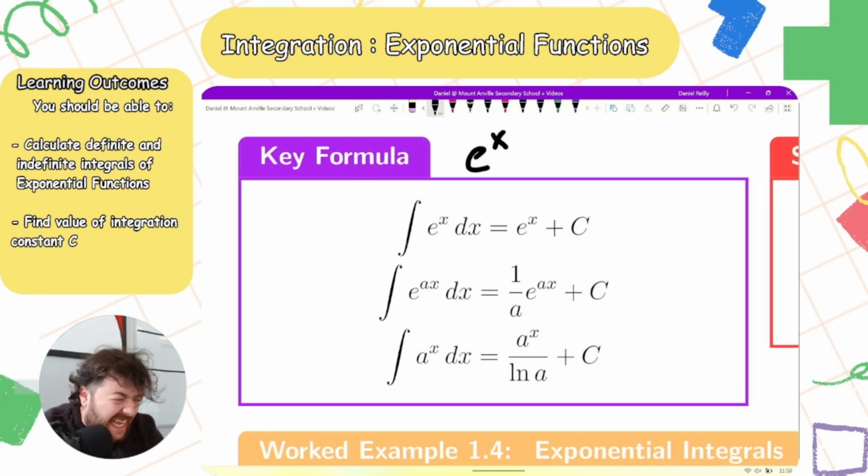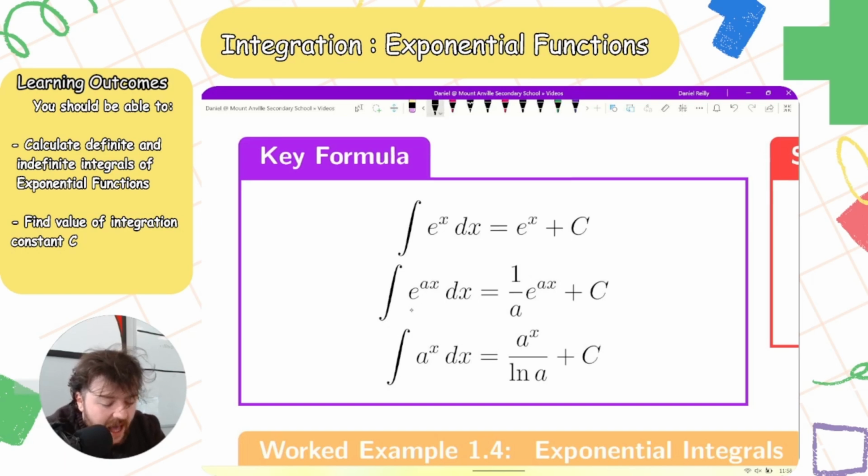If I differentiate e to the x, I get the exact same thing, and that goes for integration as well. If I differentiate e to the x, I get e to the x. If I differentiate again, I get e to the x. So it makes sense that if I integrate e to the x, I would still get e to the x. But I just have to remember to add my plus c.